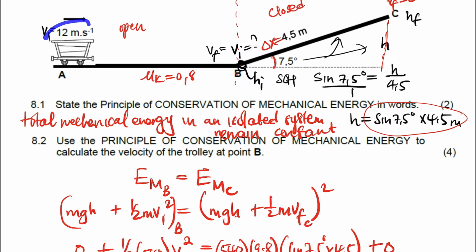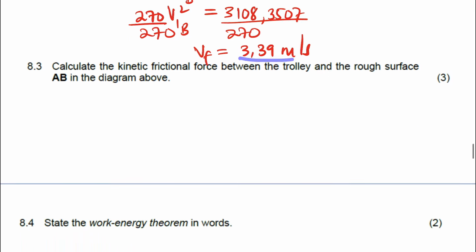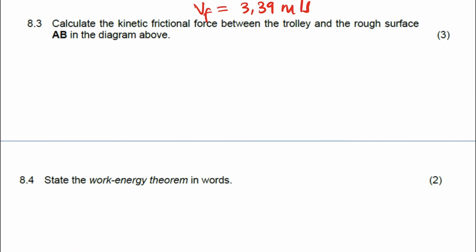So surely it means that the velocity as it moves in this track decreases due to friction and air resistance. So it reaches this point at the velocity of 3.39. Right? Now let's go to the next question quickly.